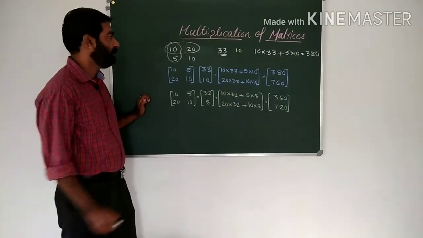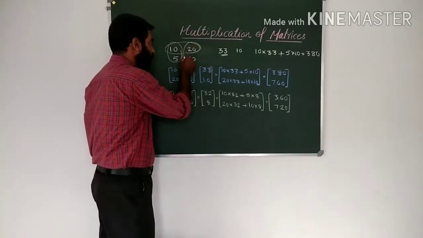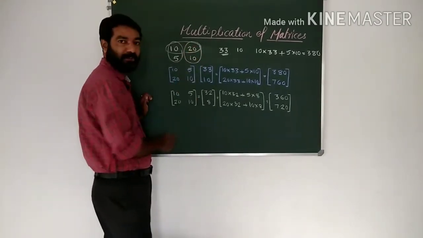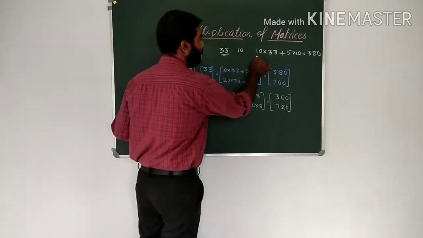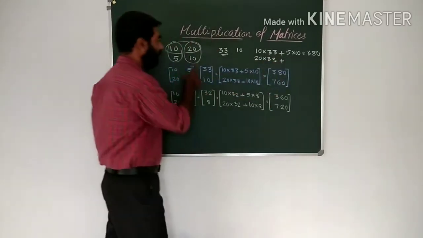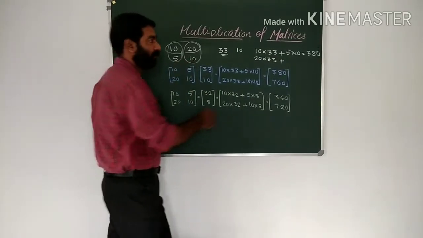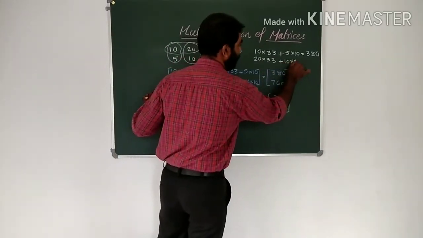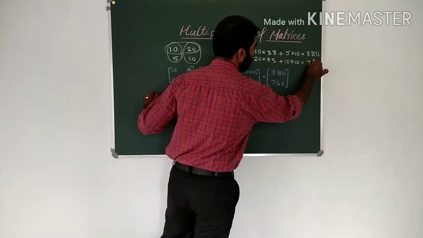380. See, what about my friend? My friend needs 20 notebooks. So the price is 20 into 33 plus he needs 10 pens, so 10 into 10. So the total is 760.